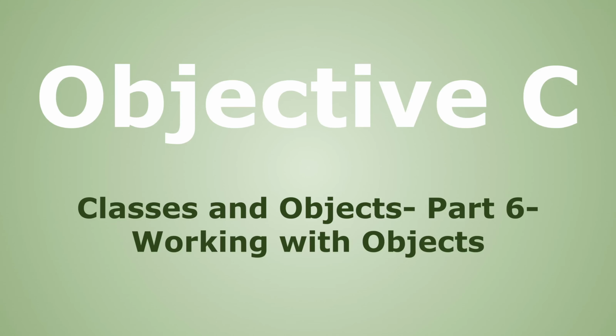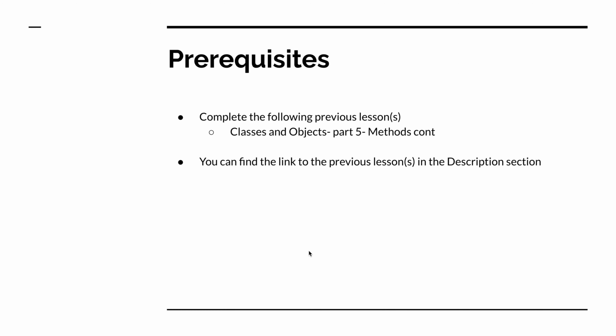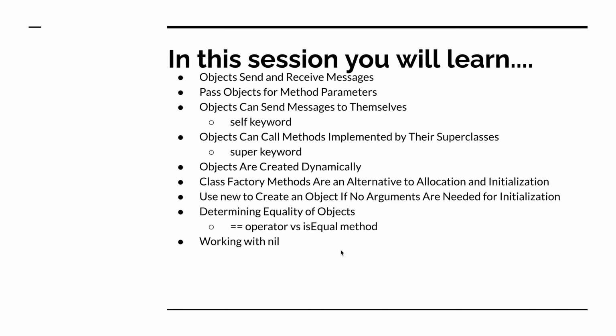Hi everyone. The lesson is classes and objects, part 6, working with objects in Objective-C. The tools we will be using are listed below with the developer docs referencing. Prerequisite: make sure you look at the previous lesson, classes and objects part 5. You can find the link for that lesson in the description.